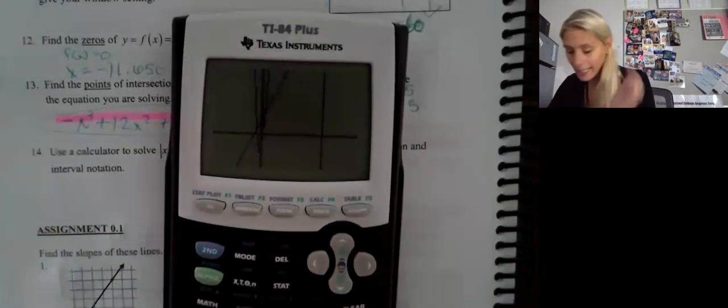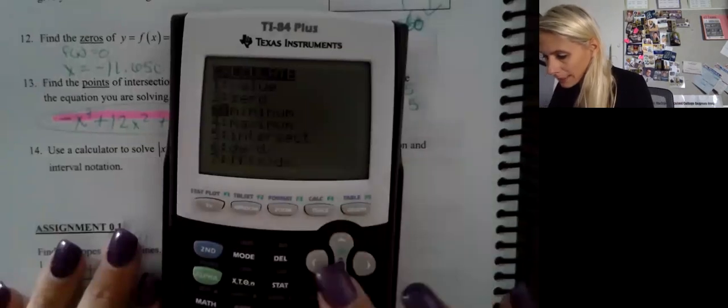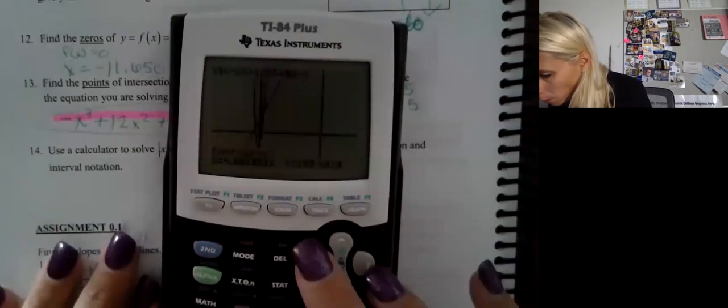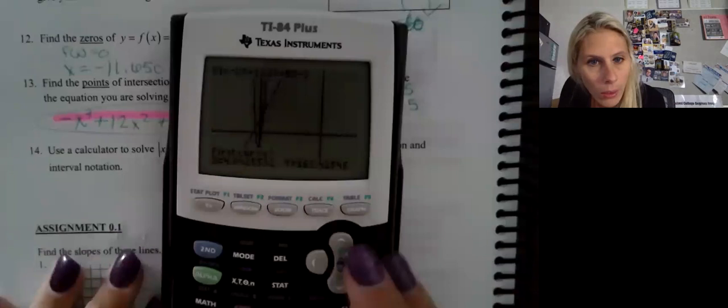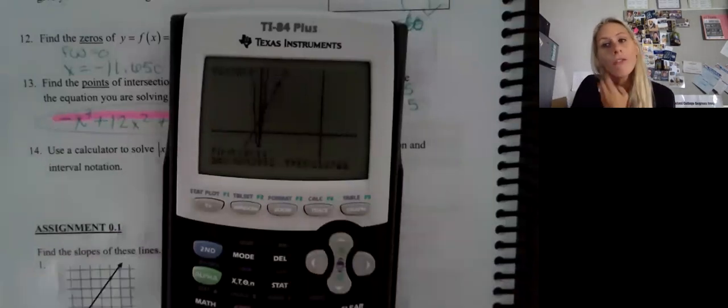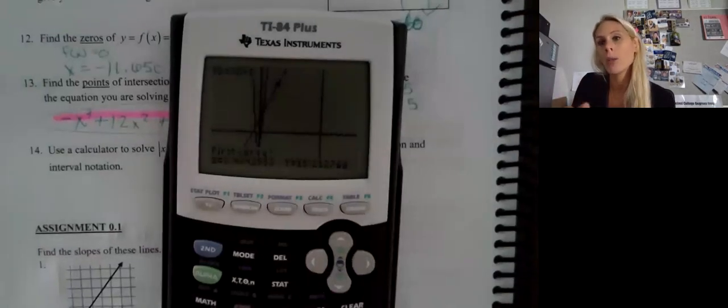So to find the intersection: second trace, intersect. Now the great thing about the intersect is all you have to do is get close to the intersection. Let me see where my star is. Okay, right there. By the way, I couldn't find my star at first, and sometimes it's because it's on one equation off the graph.